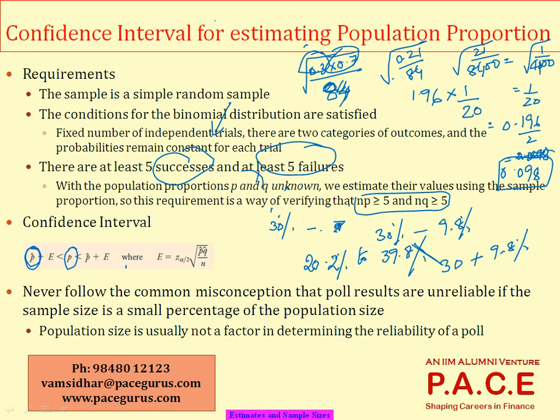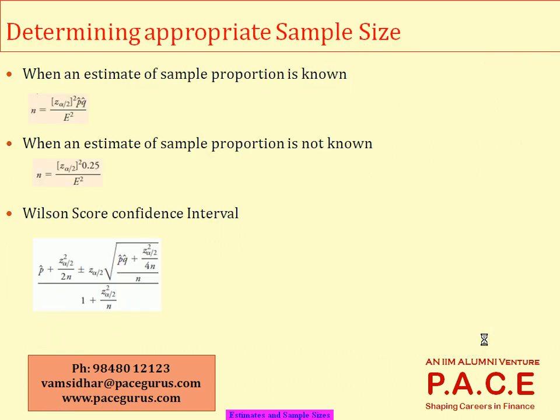And one thing we have to be clear about in estimation is never to make a statement saying that the proportion is unreliable because we are using a very small sample size, because population size is never a factor in determining the reliability of a proportion. We'll see what sample size to use, but never make a statement that the proportion values are unreliable if the sample size is very small, because the population size is not a factor in determining the reliability of a proportion. And how do I determine the appropriate sample size?